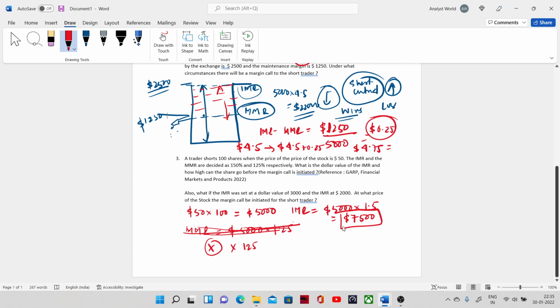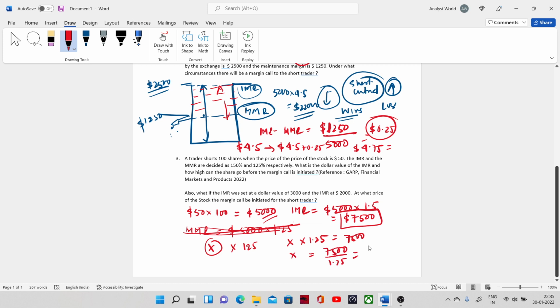Let's see that the dollar value of the contract is 5,000, as we have worked out already, and the initial margin requirement is 7,500. Now, what is being talked about is that 125% of something is where the maintenance margin has been pegged. So if you just equate this, X into 1.25 becomes 7,500, then X is equal to 7,500 divided by 1.25.